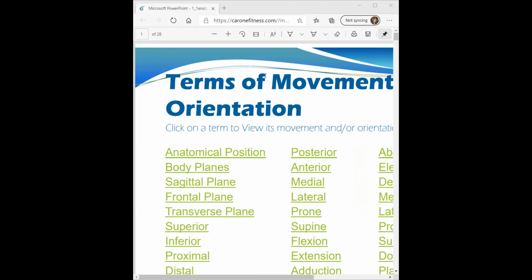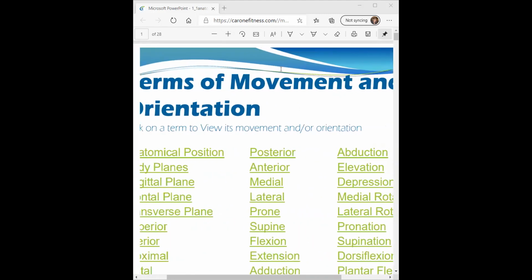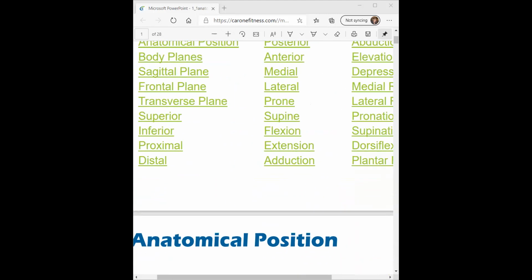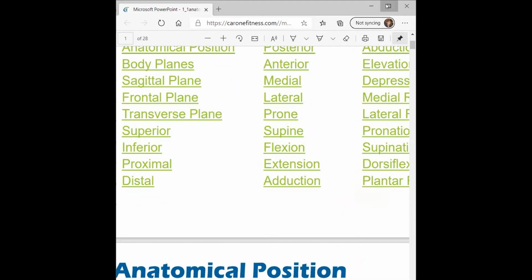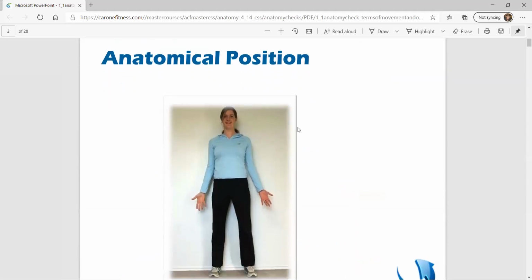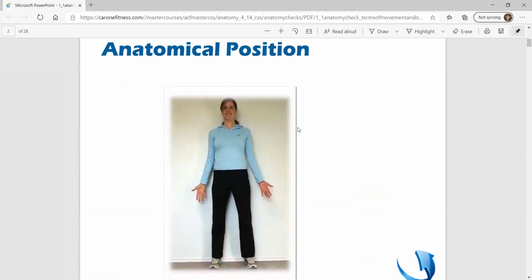1.1 Intro to Anatomy, terms of movement and orientation. This is a resource provided in the lesson itself, but it's flashcards with pictures, and hopefully this will help you understand how we refer to the body and where on the body we are talking about in reference to something else.